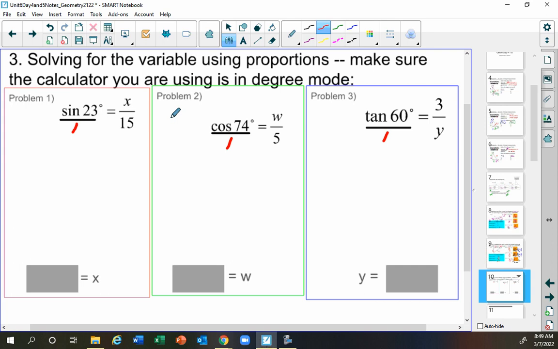Open up your calculator. Pardon the interruption. We are just testing to make sure we have bells. We should have some dismissal bells at the next break. Thank you. Okay. All right.